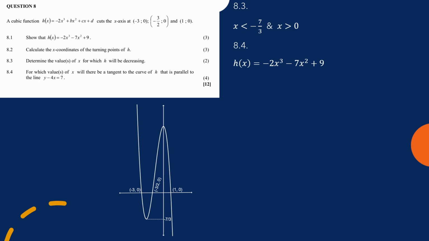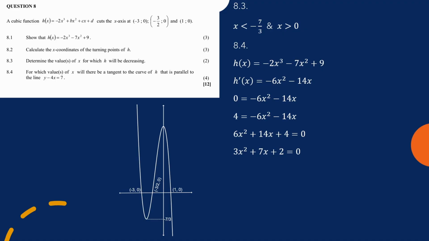First step, I write down the equation of my original function h of x, which is equal to -2x cubed minus 7x squared plus 9. And deriving that equation, I get h prime of x is equal to -6x squared minus 14x, and then equating that, 4 is equal to -6x squared minus 14x, because I know that the gradient of the graph at that point is 4. Simplifying that, I get 6x squared plus 14x plus 4 is equal to 0, and that's a trinomial, and we can write it in this form.